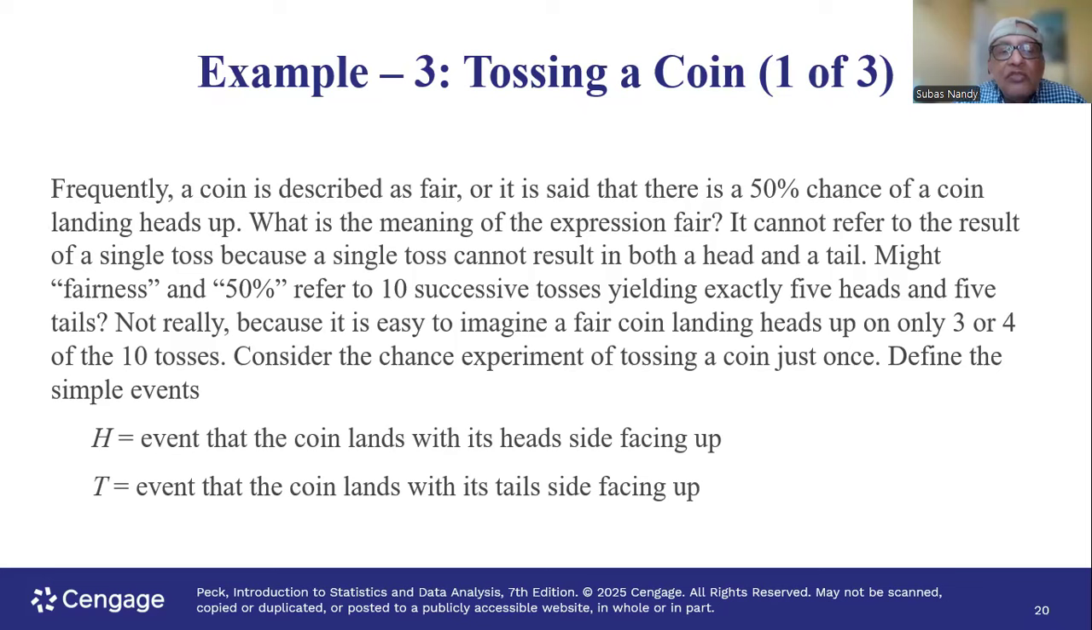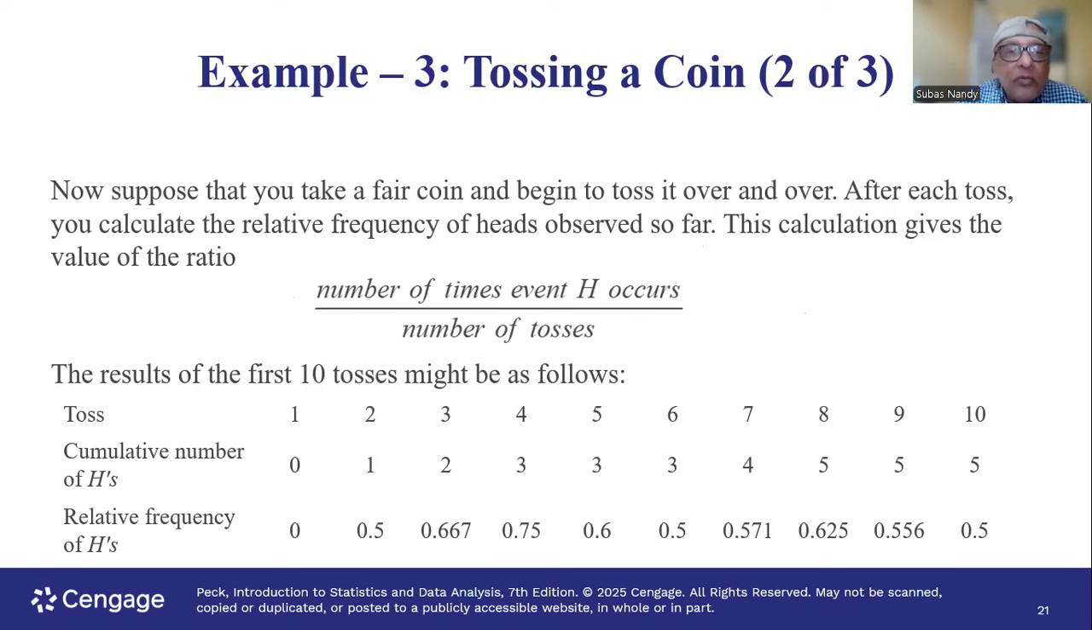Consider the chance experiment of tossing a coin just once. Define the simple events. H is the event that the coin lands with its head side facing up. T is the event that the coin lands tail side facing up. So now suppose that you take a fair coin and begin to toss it over and over. After each toss, you calculate the relative frequency of heads observed so far. This calculation gives the value of the ratio: number of times the event H occurs divided by the total number of tosses.